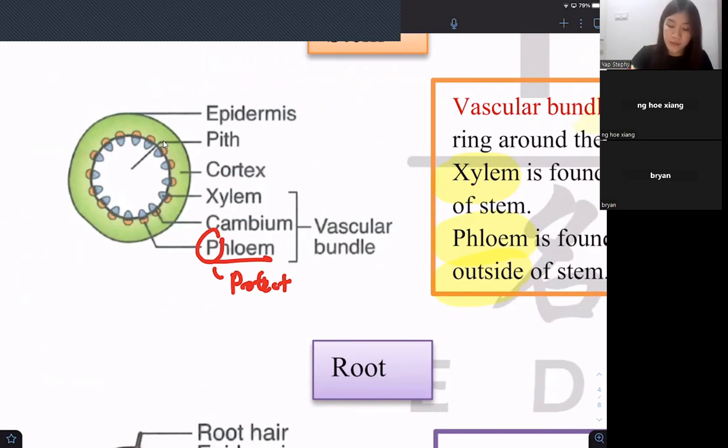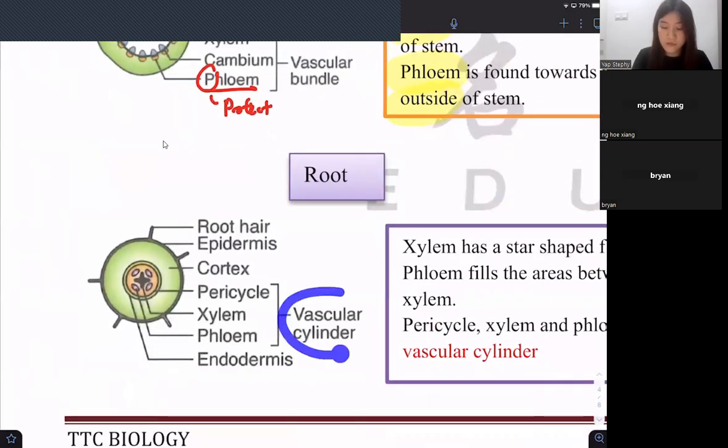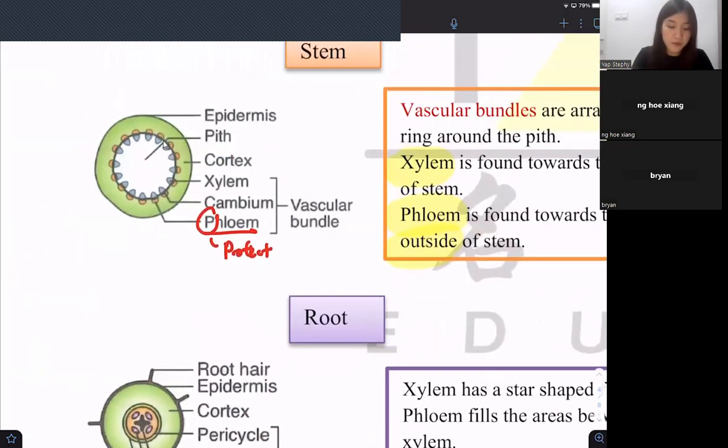Okay, and this one is also the same. We name it a vascular bundle. You can only find a vascular bundle in the stem and also the leaf, only at these two places. For the root, we name it a vascular cylinder. So you need to be careful in the exam. If they label the root, this one is the cylinder. Okay, can?